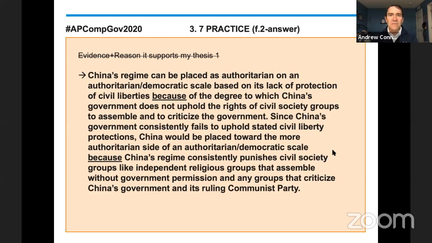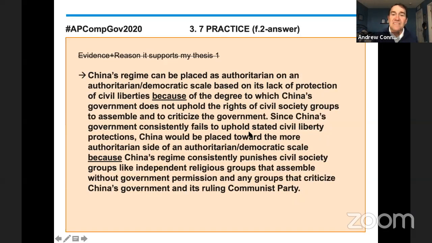So I mentioned before, I use Iran and China as my evidence. So China's regime can be placed as authoritarian on a scale, on the authoritarian democratic scale. So China's authoritarian based on its lack of protection of civil liberties, because of the degree to which China's government does not uphold rights of civil society groups to assemble and criticize the government. So I'm taking my thesis and I'm now applying that to China, but I want to be really specific with my evidence, my country specific evidence.